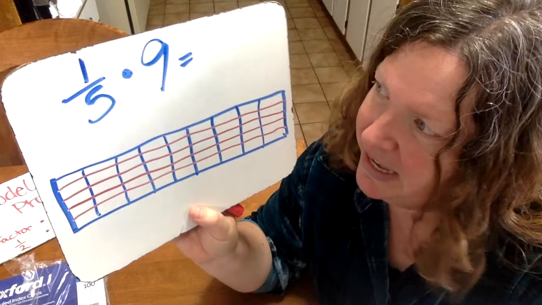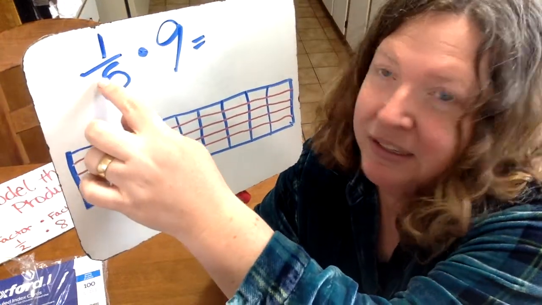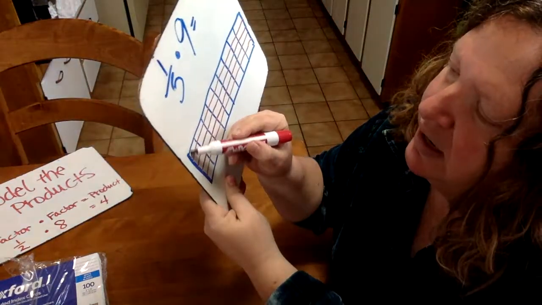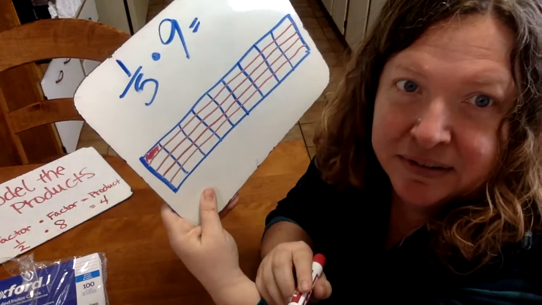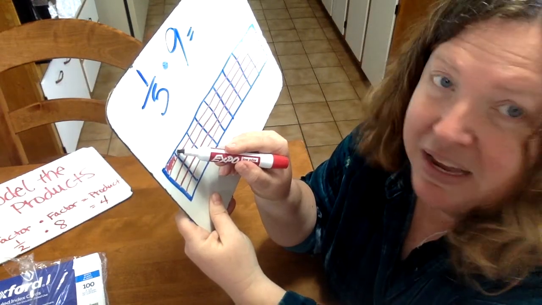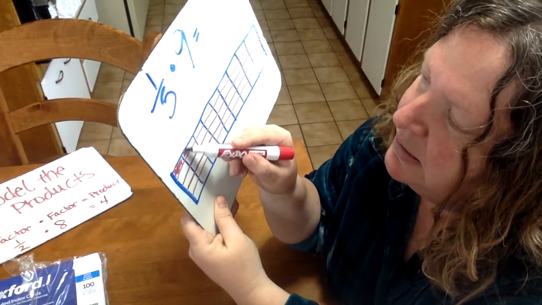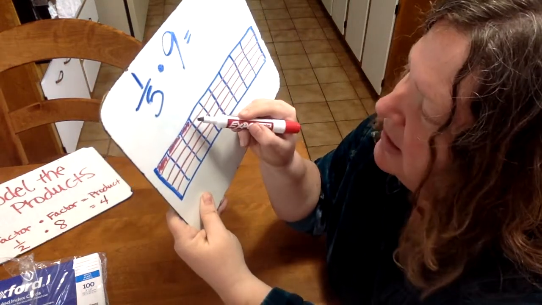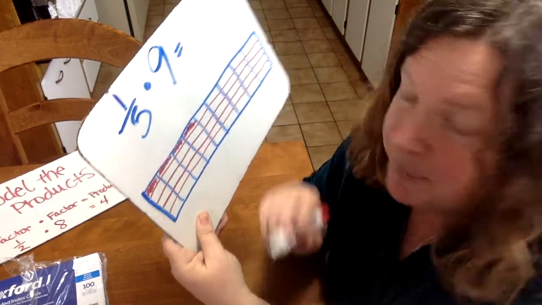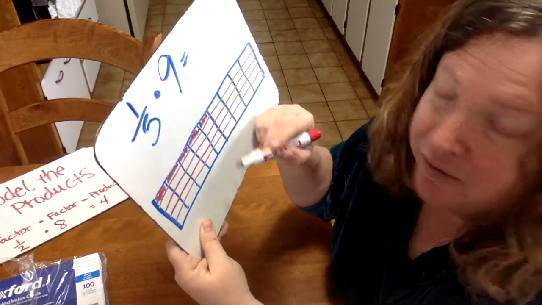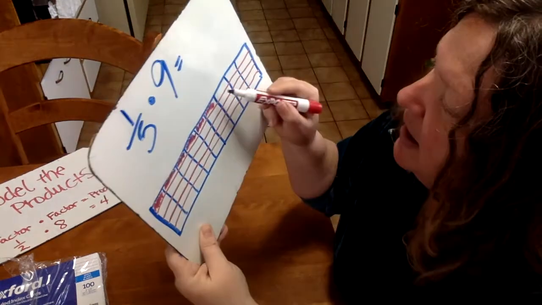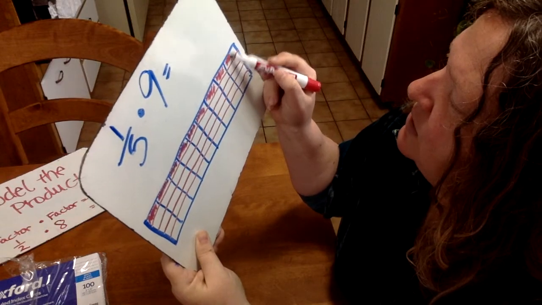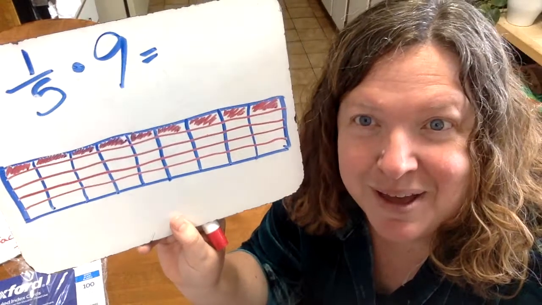Now, how many did he walk out of every 9? He walked 1 out of the 5 pieces. So he walked 1 there. Could be 1 here. Doesn't have to be, but it could be. 1 out of the 5. 1 out of 5 in that block. 1 out of 5 in that block. 1 out of the 5.